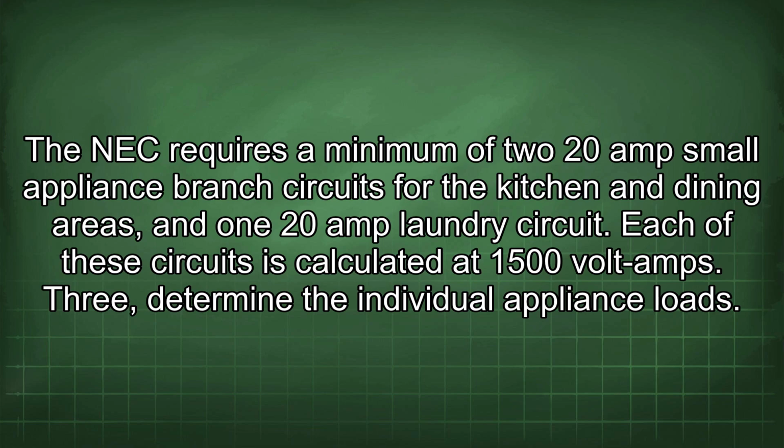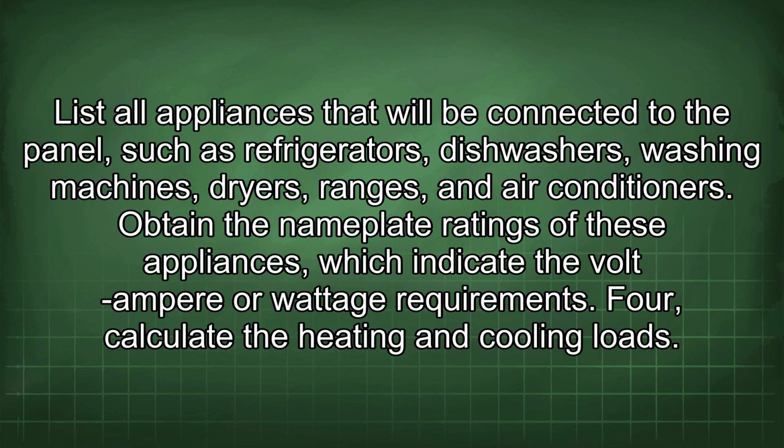3. Determine the individual appliance loads. List all appliances that will be connected to the panel, such as refrigerators, dishwashers, washing machines, dryers, ranges, and air conditioners. Obtain the nameplate ratings of these appliances, which indicate the volt ampere or wattage requirements.